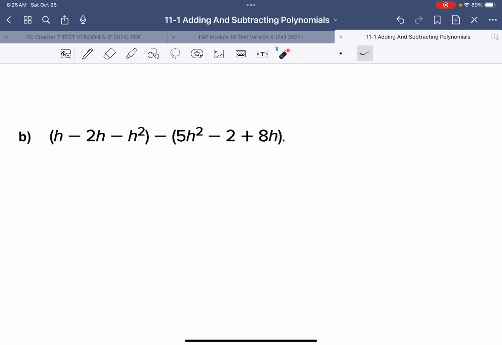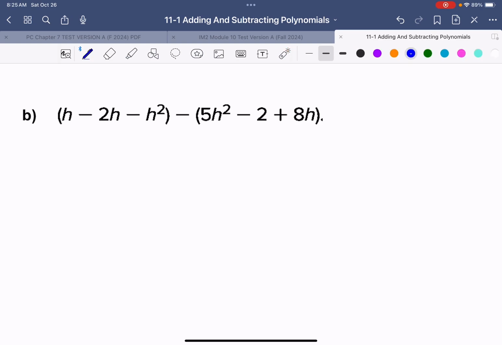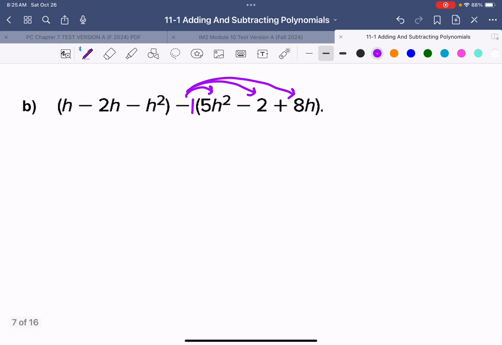All right, the next one, we have that evil negative sign. So when you see parentheses and subtraction, what some students like to do is put a little 1 there, and remember you're distributing or multiplying each of those terms by a negative 1. Doesn't change anything in the first parentheses, but when I distribute that negative 1, I'll have minus 5h squared plus 2 minus 8h.